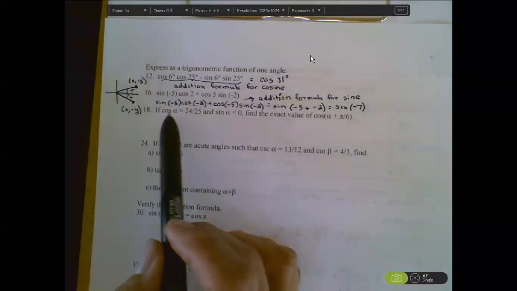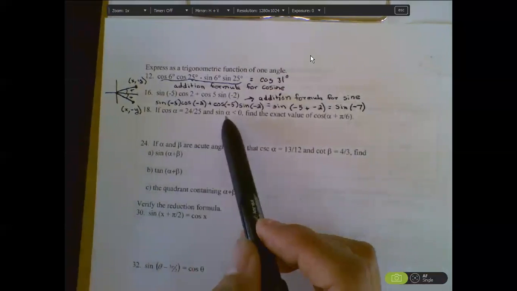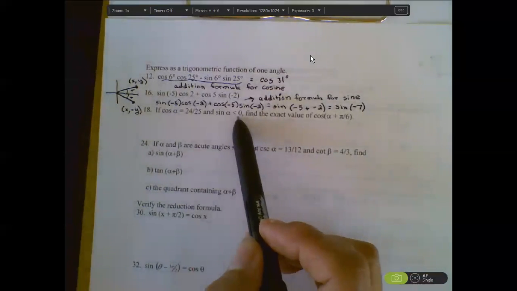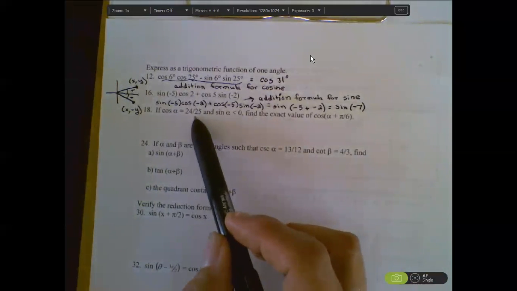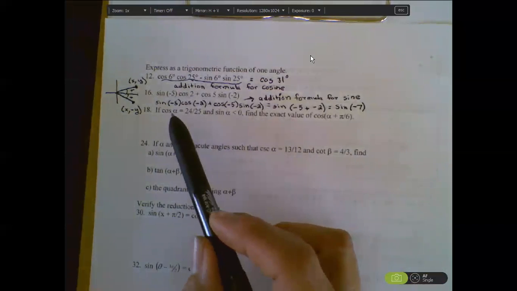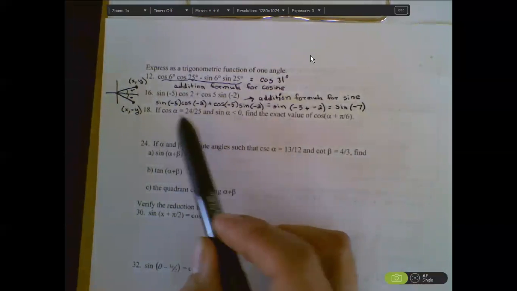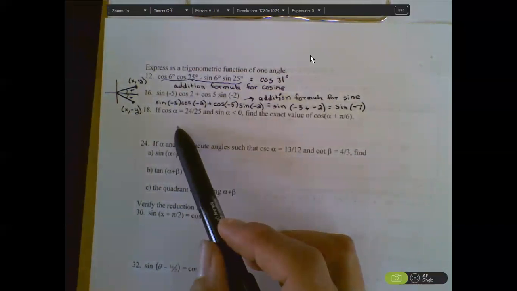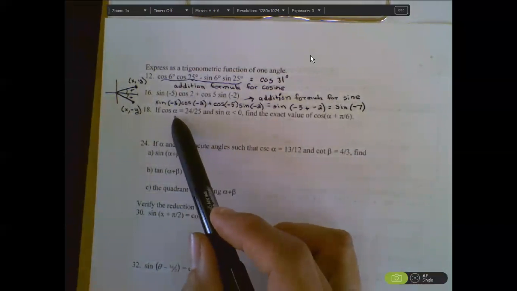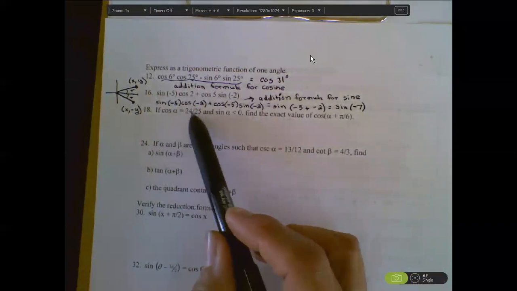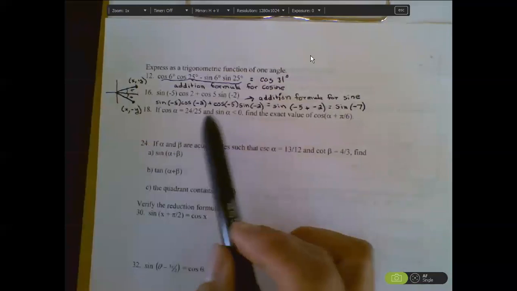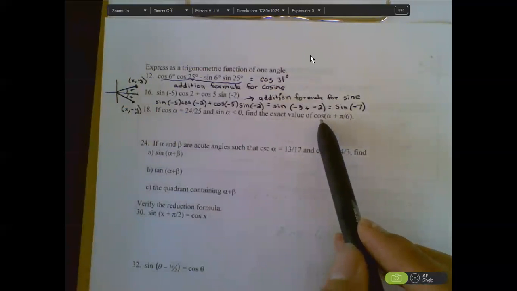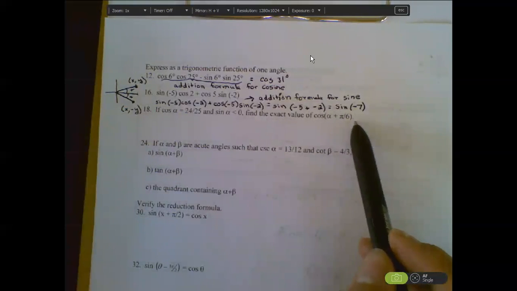I know what cosine of alpha is, and I know that sine of alpha is negative, but I don't have any angle that I have memorized on the unit circle whose x-coordinate, I should say, whose cosine is 24 over 25. So I don't know what alpha is. I can't find what alpha is, but I'm supposed to find cosine of alpha plus pi over 6.